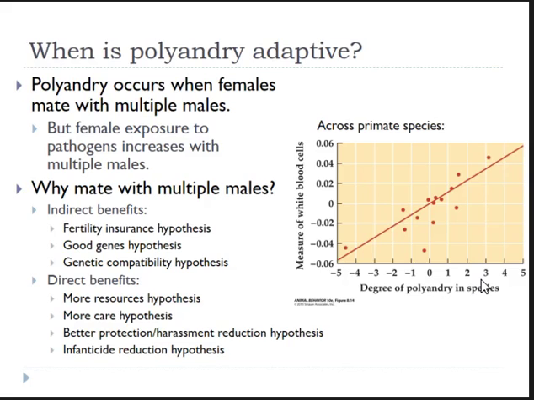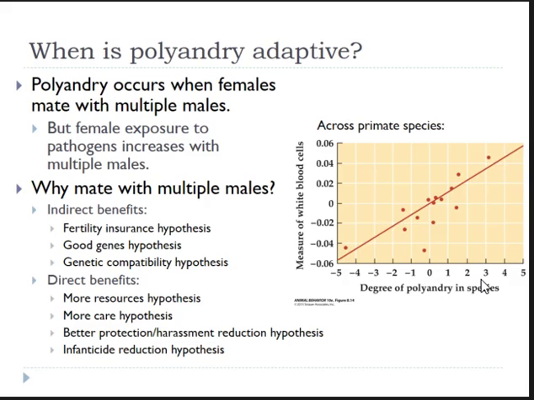So again, polyandry occurs when females are mating with multiple males. And as we talked about, most of the time, one male is going to be able to fertilize all of a female's eggs. So it's not immediately obvious why she would benefit from doing this. And in fact, there are all kinds of costs that could be introduced.